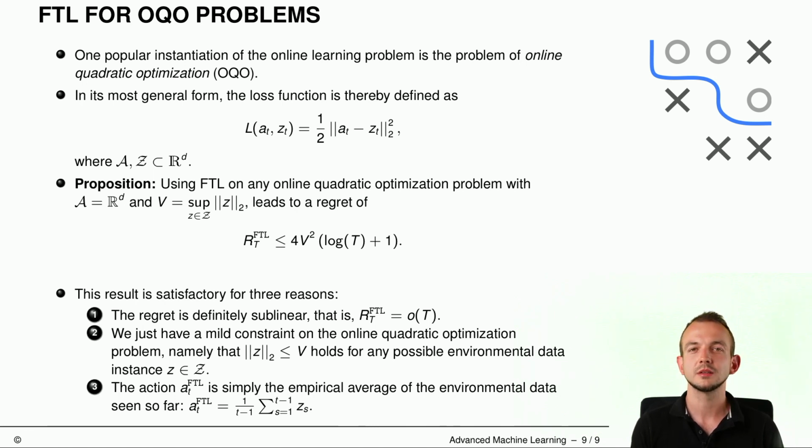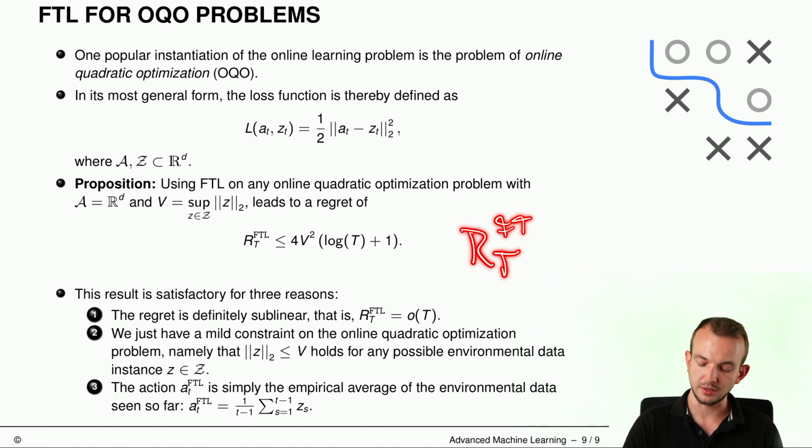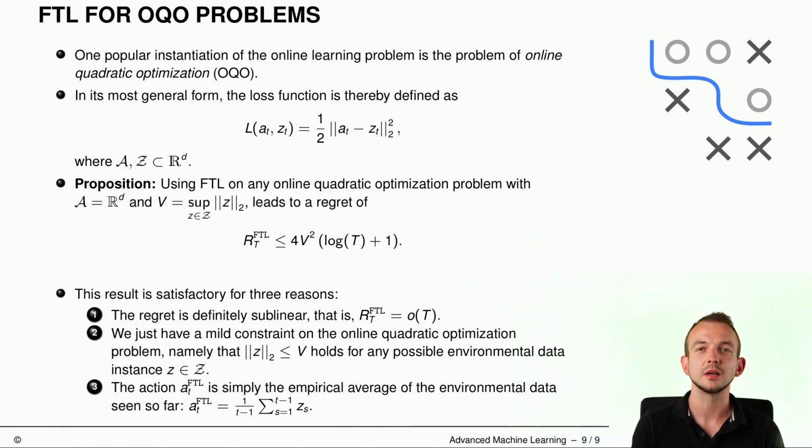So if we look at the average regret of the follow the leader algorithm, divided by T, this will definitely be going to 0 if the regret is only growing logarithmically. Also, the assumptions we have here are quite mild. We only assume that the largest environmental data point, in terms of Euclidean length, is bounded by V. This is not a too drastic assumption.